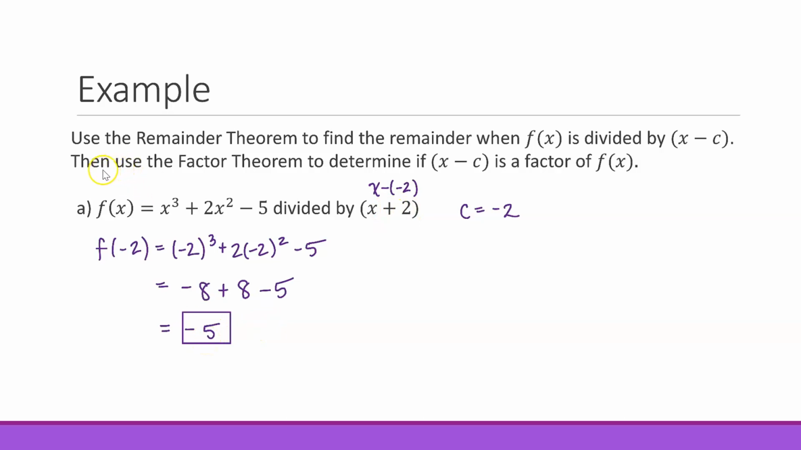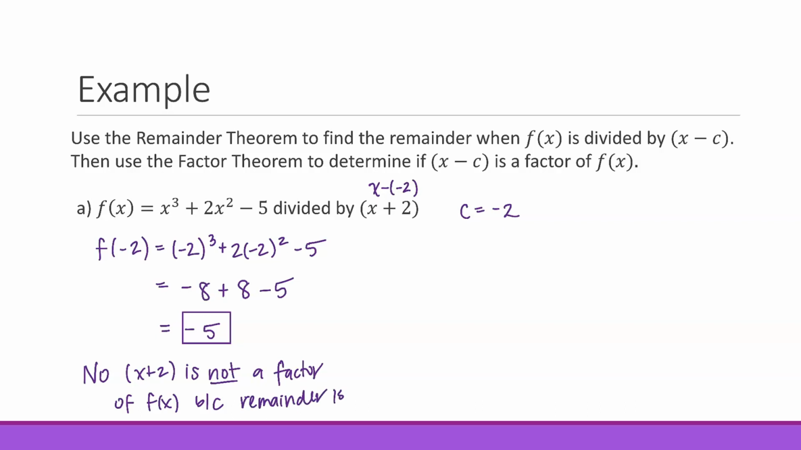Now the second part of the problem asks us to then use the factor theorem to determine if our x plus 2 is a factor of f of x. Well, this is really just a quick check of, is that remainder that we just found 0? No? Then no. x plus 2 is not a factor of f of x because the remainder isn't 0. The remainder isn't 0 because f of negative 2 was equal to negative 5.